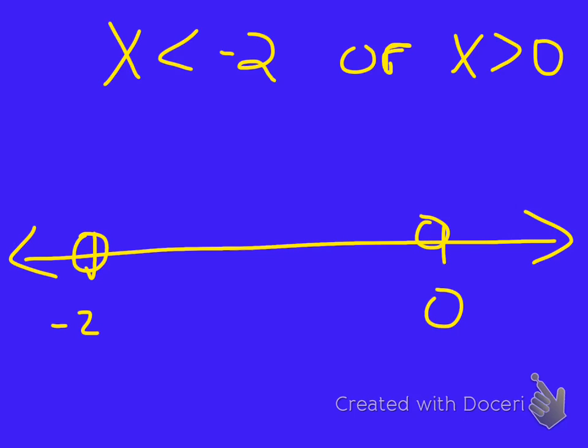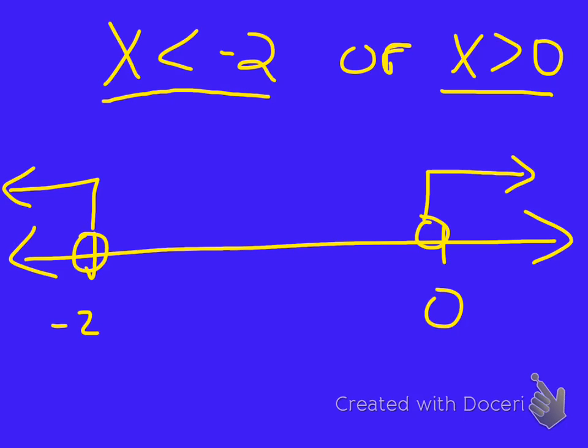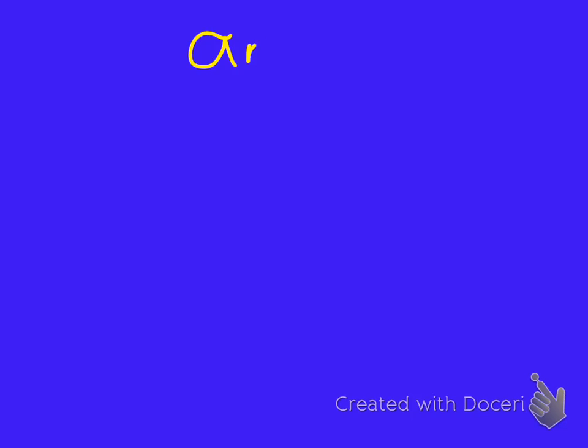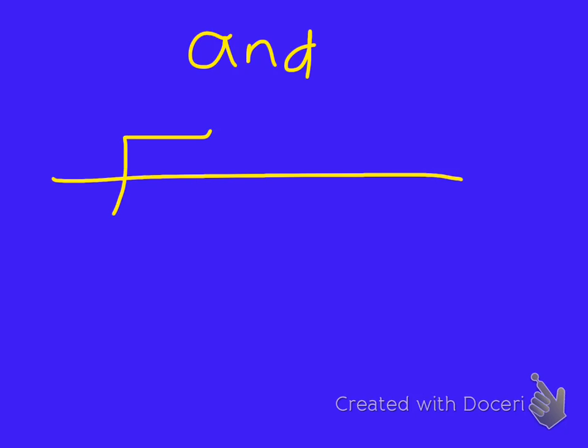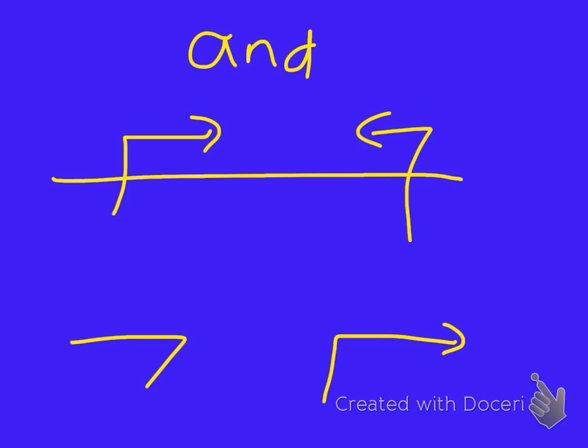Do or graphs come together or apart? Apart. And let's check it. Let's make sure. x is smaller than negative 2, or less than. Smaller, going on. x is larger than 0, so yes, it's going apart. Okay. There we go. That's not that bad. Pretty easy. Just remember that ands come together and ors go apart. Okay, you have it all together.